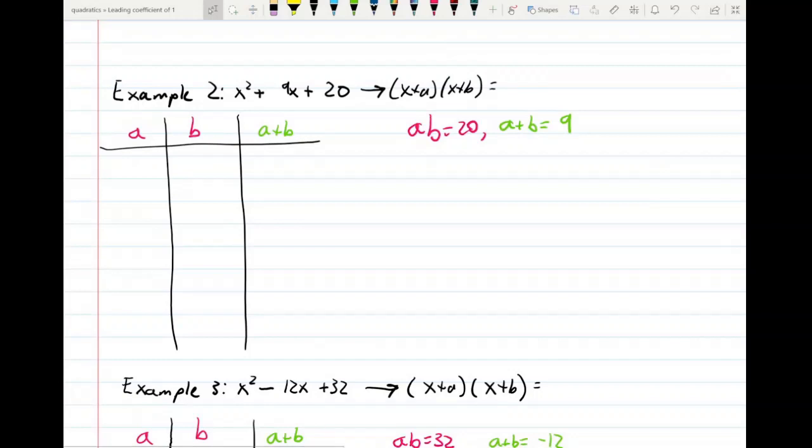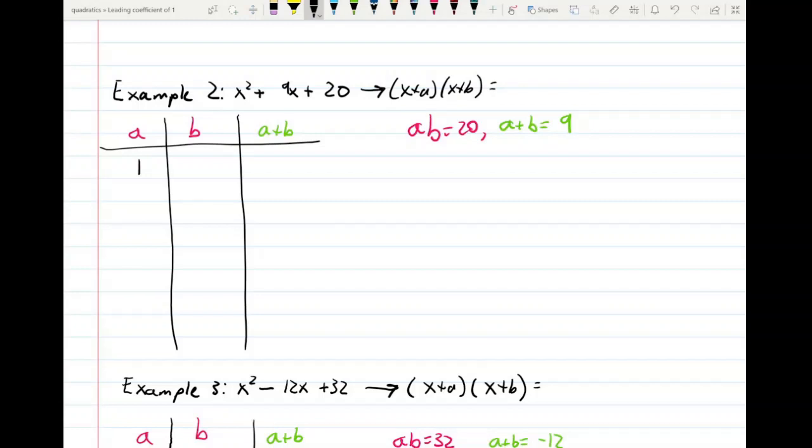Here we've got the quadratic x squared plus 9x plus 20. And I've got everything set up here with the table. Just like last time, we want a times b to equal the constant term, which in this case is 20. And we want a plus b to equal 9, or the coefficient of x. Okay, so we'll start from the beginning again.